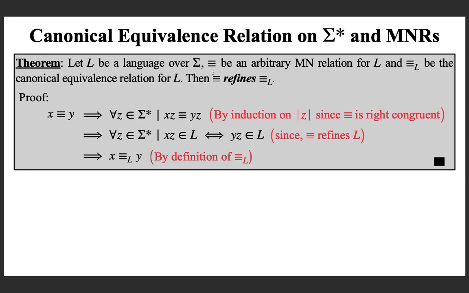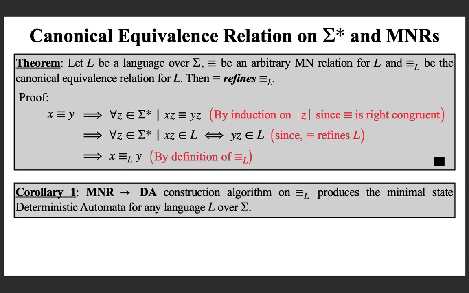Now this is an MN relation which is having only finitely many equivalence classes, and because it refines this language's canonical relation, the canonical relation must be of finite index. And using that property, you can have a corollary. If you apply the algorithm that we discussed in the lecture L23 to construct a deterministic automaton from an MN relation, you will get the unique minimal automaton for a language if you apply it on the canonical equivalence relation.